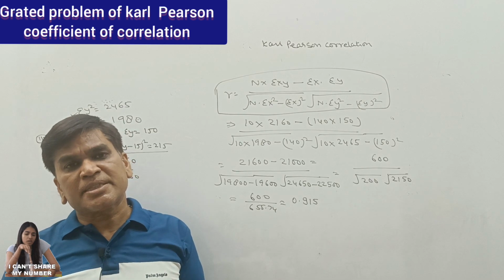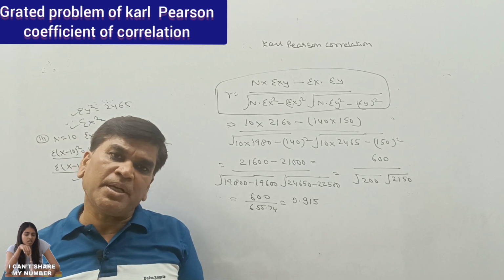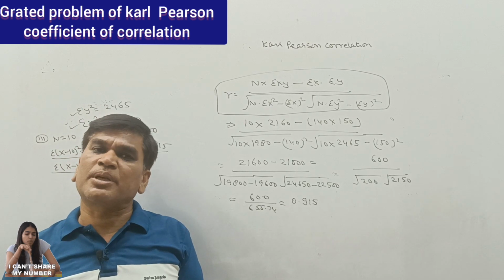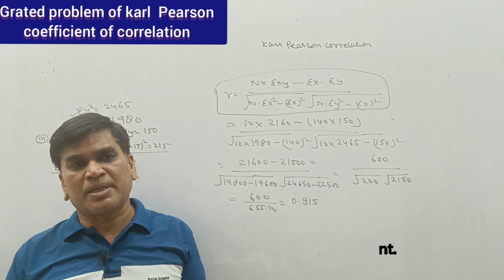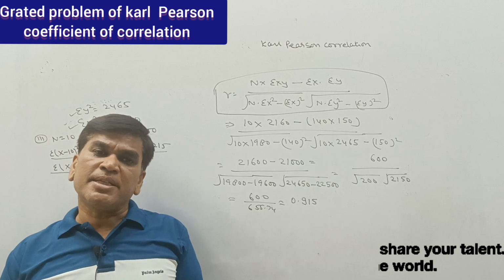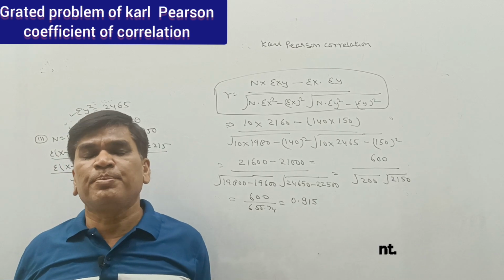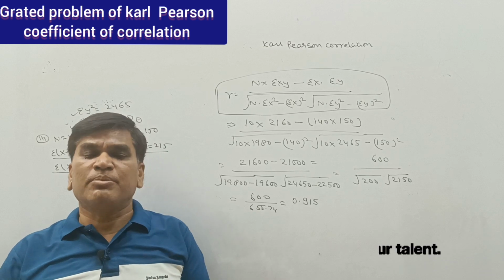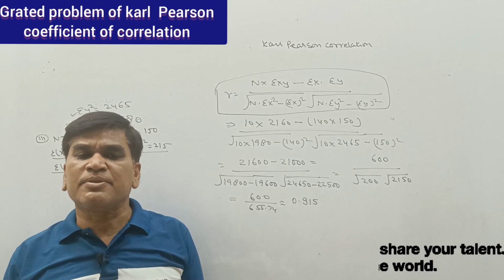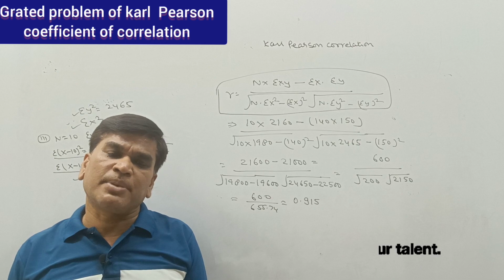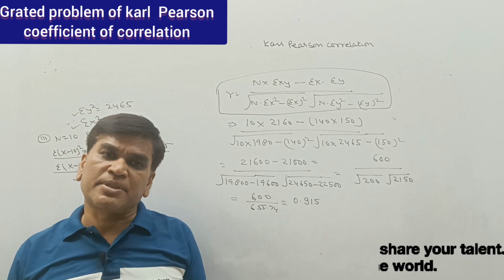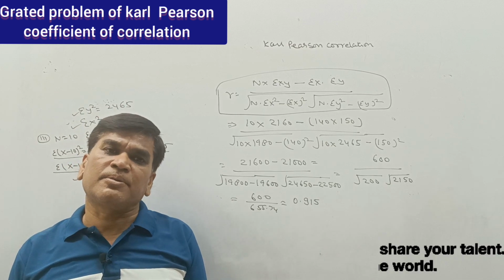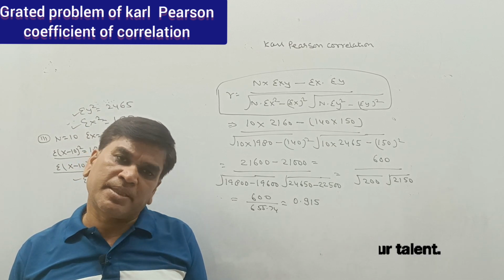So I think these three questions are very important from the examination point of view. You may learn how to calculate Karl Pearson coefficient of correlation here. So that is all from my side, the Karl Pearson coefficient of correlation is over. We may have some extra questions, or otherwise we will have the rank correlation methods in the next video. I think this video may be very helpful for you to learn how to calculate Karl Pearson coefficient of correlation. Thank you once again.